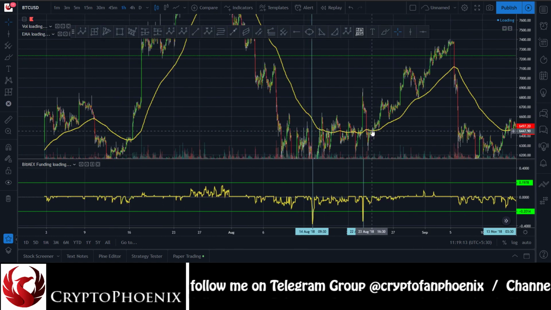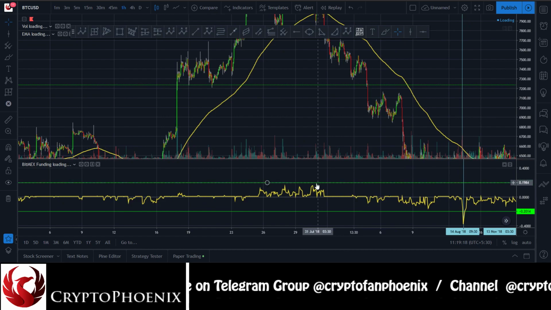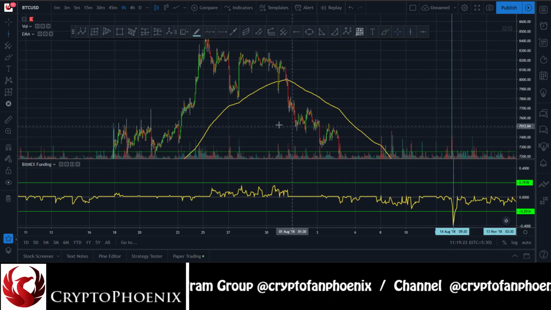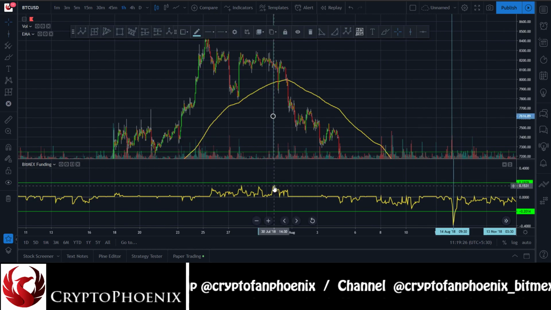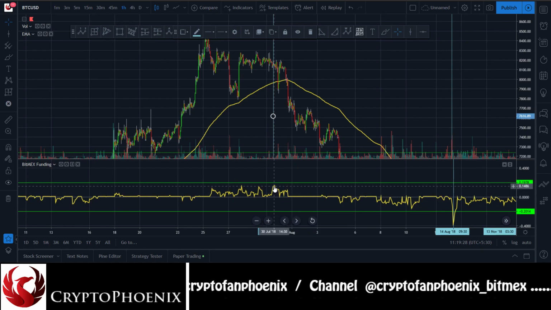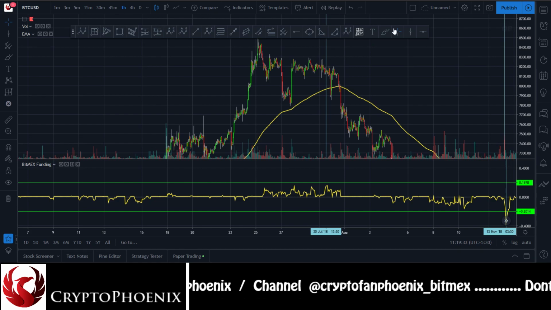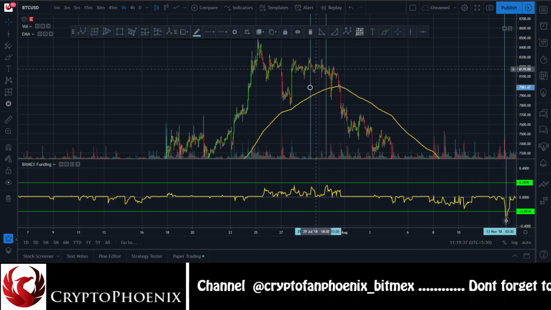So let's just look for more examples in downtrend. In downtrend we are not having any. All right, so let's just look at this point. The funding rate was highly positive. I can't say highly positive, but yeah, near to highly positive. Price drops. Again we see here highly positive, price drops.